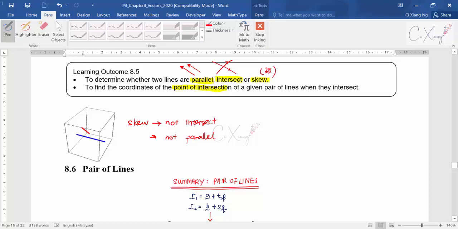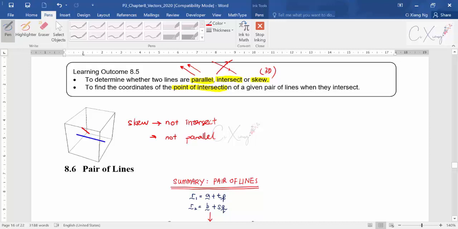3D means the three-dimensional case, like when you have the vector with ijk or maybe xyz, then only will you have the skewed case. So the skewed case will not appear in 2D. Parallel and intersect will appear in both 2D and 3D. The skewed case is something special. It only appears in three-dimensional cases. Okay, so this is what we are going to do for this part.